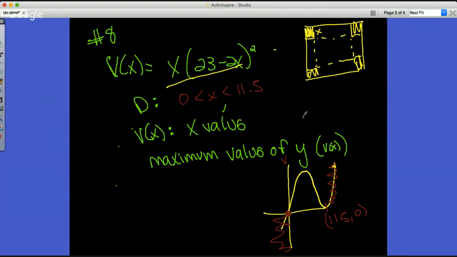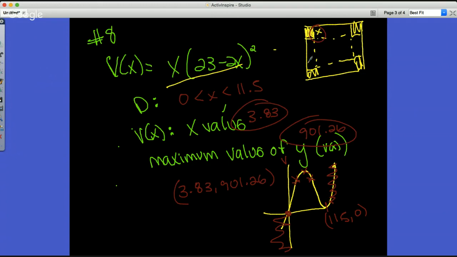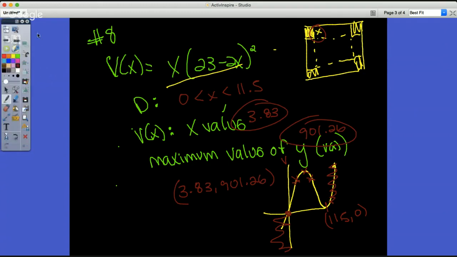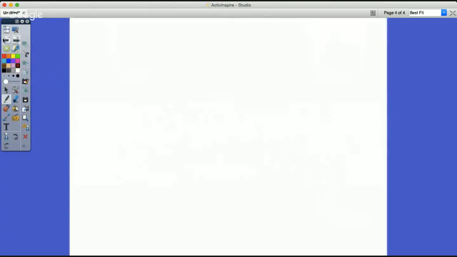Now, for my maximum, I go to maximum, then left bound, right bound, and guess. I note that my maximum is at 3.83 comma 901.26. What that means is the maximum volume is 901.26 when x is 3.83. So that's important to note: my volume is maximized when I cut at 3.83. That's how I can use this calculator to solve for that specific problem. Okay?